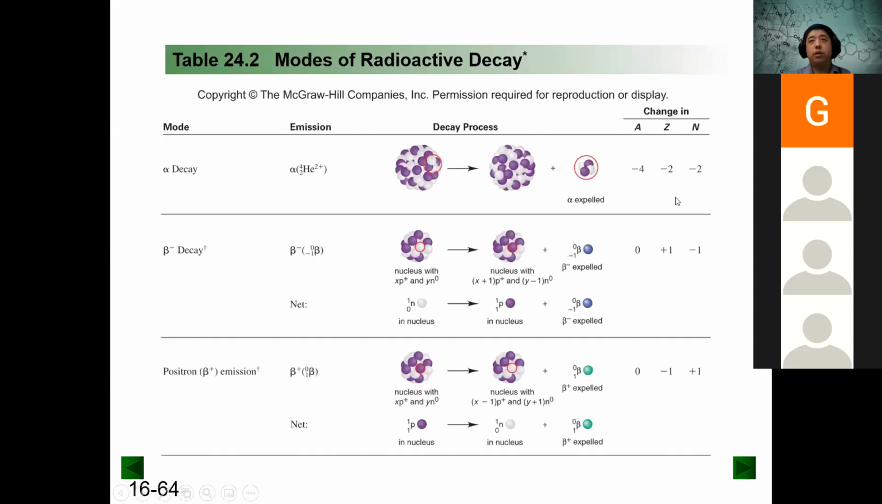Okay, so just a little summary of everything we covered here. The only thing you need to know is how to recognize if you have an alpha decay, beta decay, positron, electron capture, and or a gamma decay. And again, this is 24.2. All the details are here.